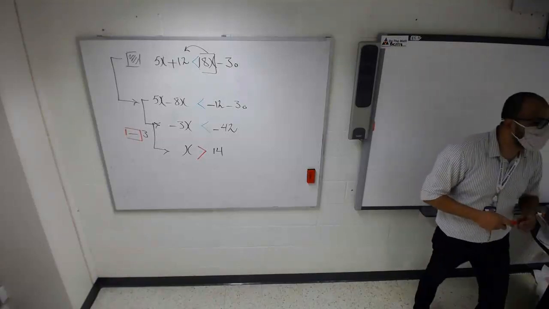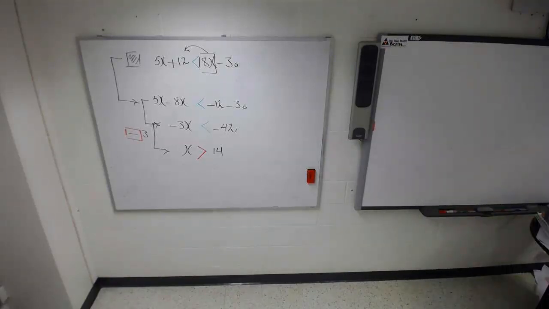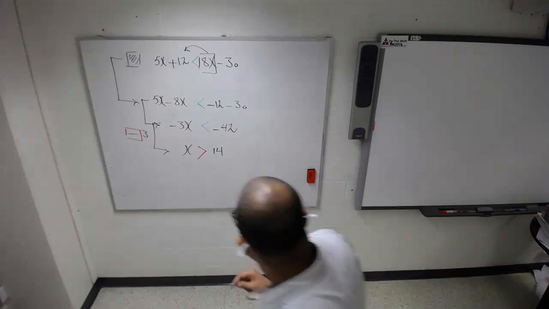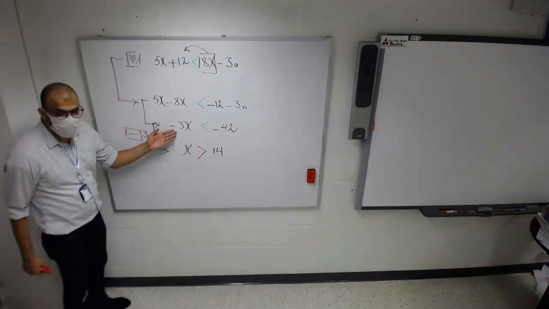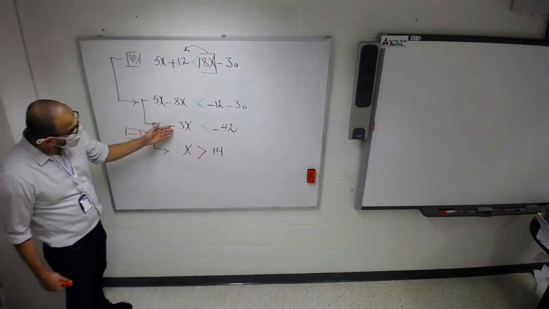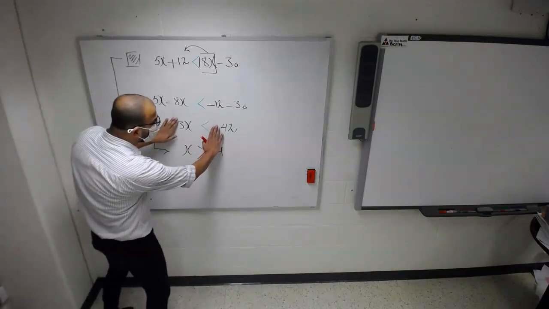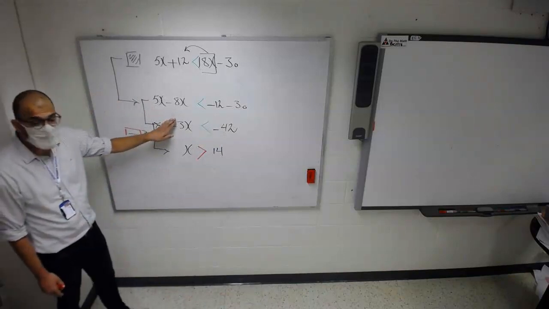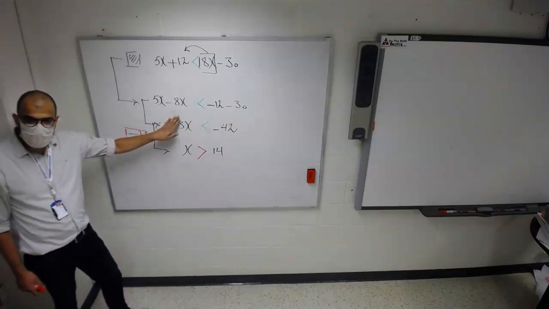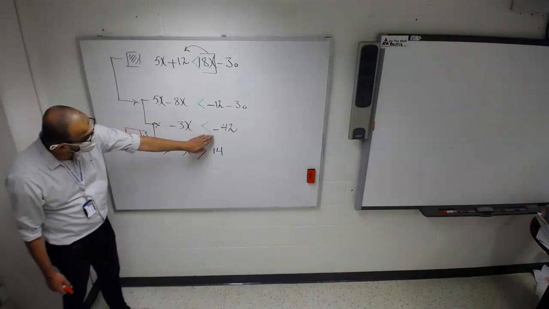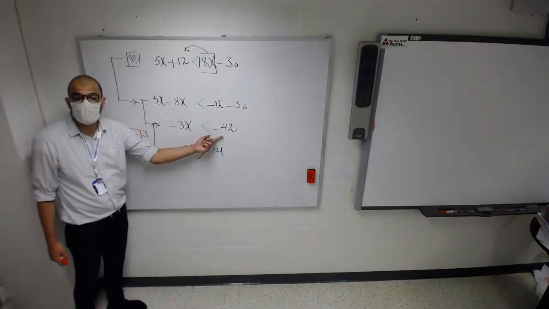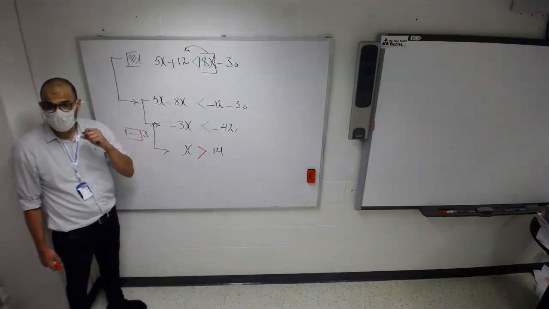I have a question. Yes. Why? That's a good question. Best question of you. Look at that. Imagine, for example, if you have 3x is less than 42, if you divide it by 3, still x is going to be smaller than 42 over 3, which is 14.